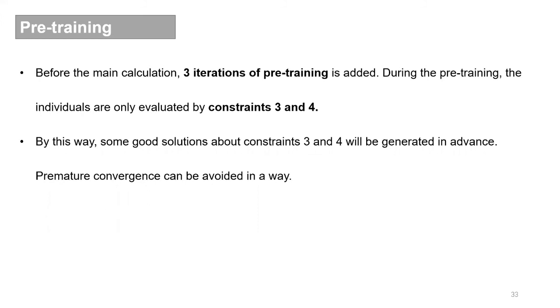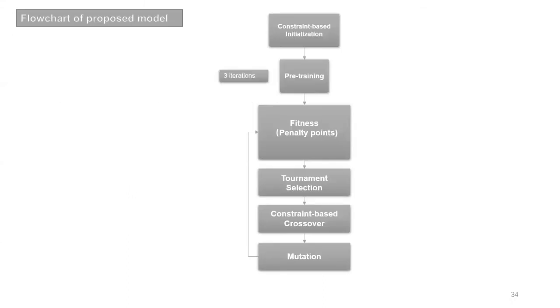Specifically, before the main calculation, 3 iterations of pre-training are added. During the pre-training, the individuals or chromosomes are only evaluated by part of the constraints, the constraints with the smaller penalty points, which are constraints 3 and 4. In this way, some good solutions for constraints 3 and 4 will be generated in advance before the main calculation. Therefore, the premature convergence can be avoided in a way, because we have already generated some partial good solutions first. So up to now, we completed the whole algorithm.